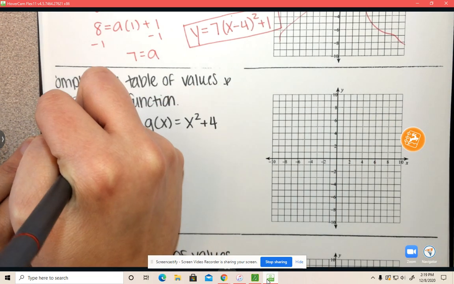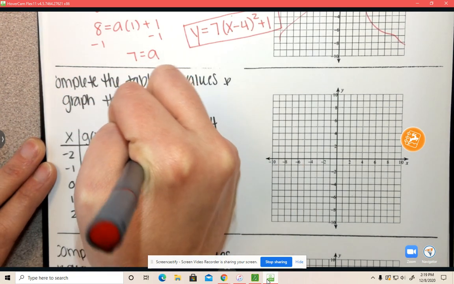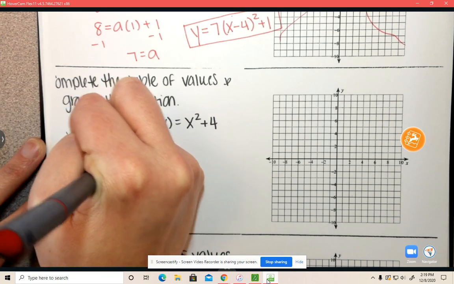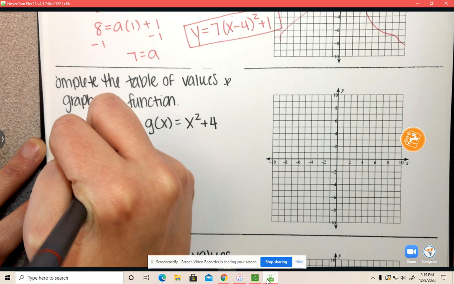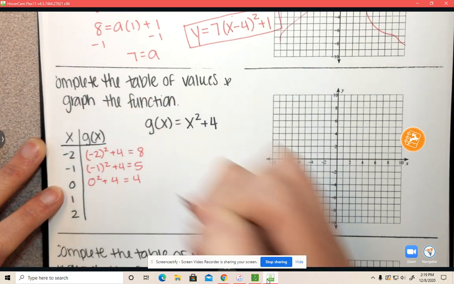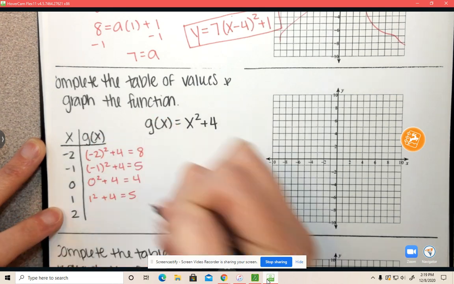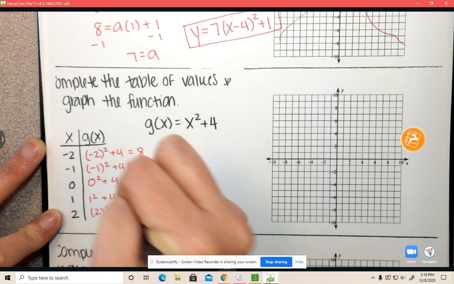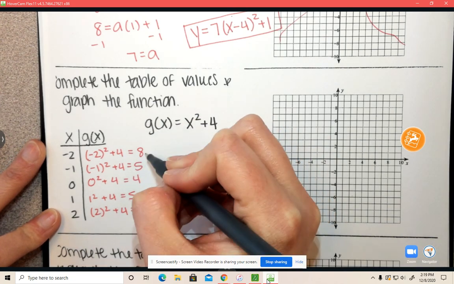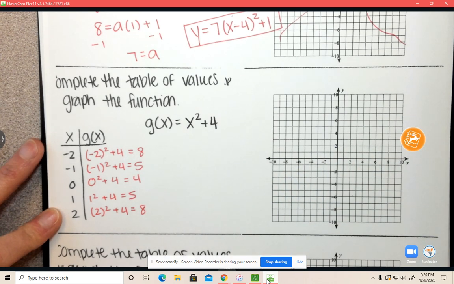So we have -2 squared plus 4, and that's 4 plus 4 is 8. -1 squared plus 4 is 5. 0 squared plus 4 is 4. 1 squared plus 4 is 5. And then 2 squared plus 4 is 8. And you'll notice this pattern. That's because it's the same on both sides of the vertex. That's where we get that symmetry, or that axis of symmetry.